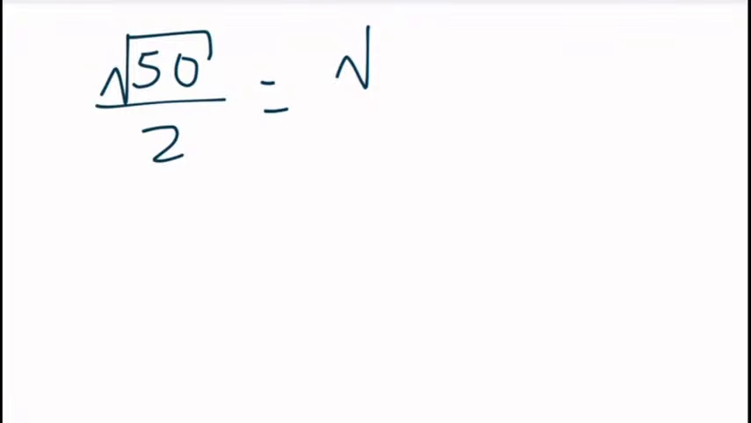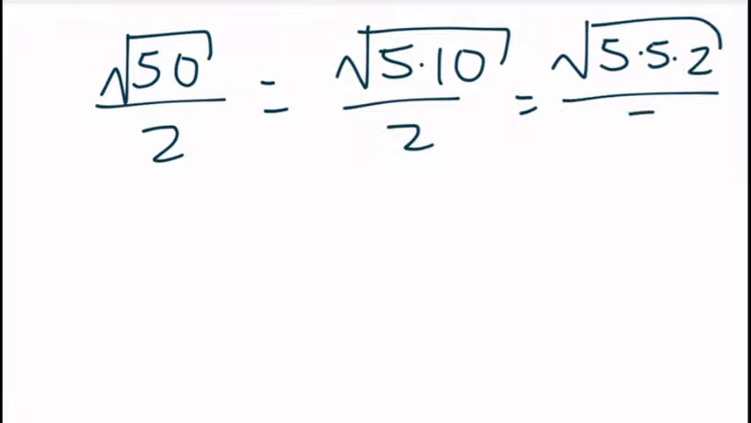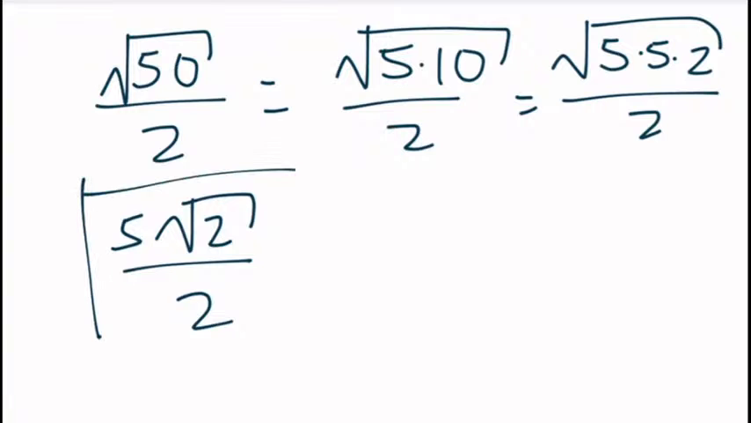Next we have radical 50 over 2. And 50 can be broken down into 5 times 10, or just 5 times 5 times 2. Or you could have just done 25 times 2, which I'm realizing now. And so you take out the 5, and that's your final answer because there's no radical in the denominator.